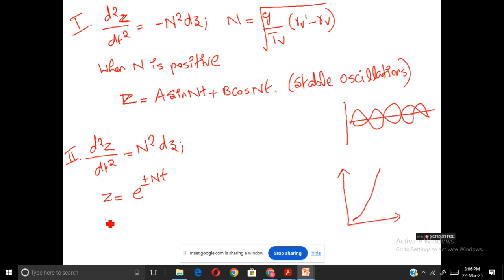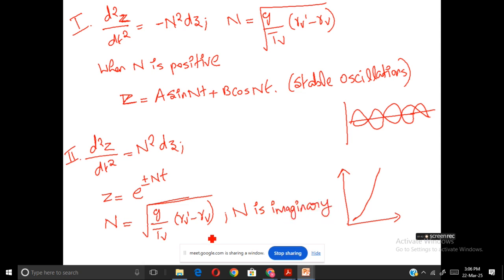And when we look at the case where n is negative, since it is a square root, it means n becomes imaginary. So in the first case, n is having a real solution, whereas in the second case, since it's a square root, n will be having an imaginary solution.